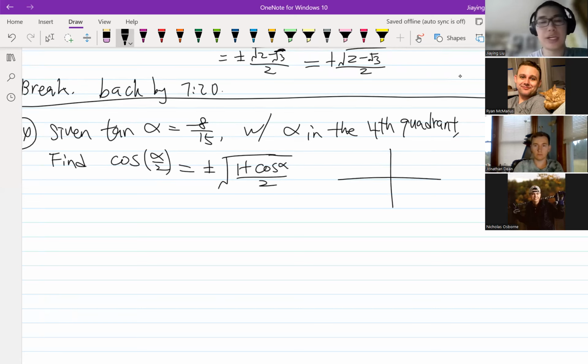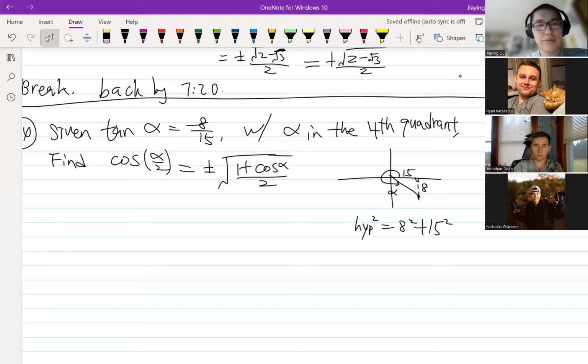So if we look at the xy coordinate and graph the angle alpha, we're going to create a right triangle. The opposite side is going to be 8, the adjacent side is going to be 15. So I'm going to say this is 8, this is 15. And if I want to find cosine, I need to know the hypotenuse. So hypotenuse squared equals 8 squared plus 15 squared, and then we can find those two numbers.